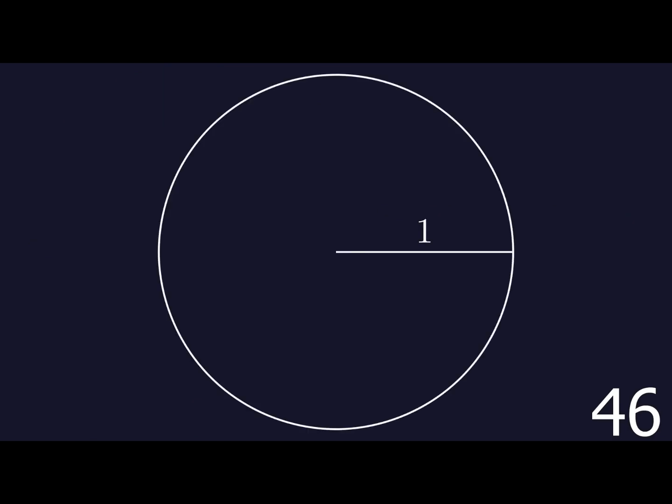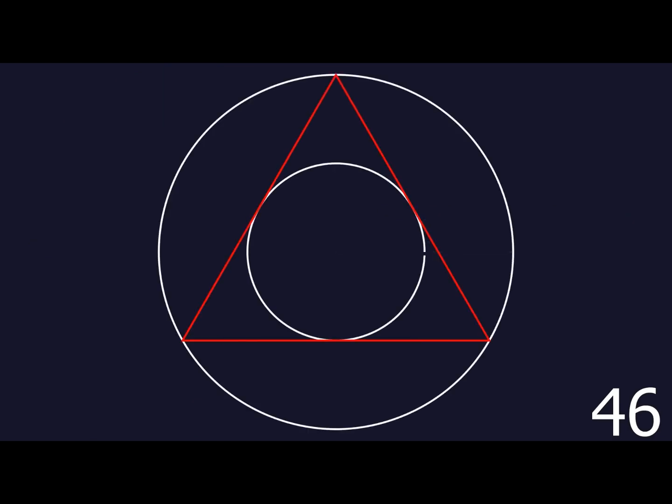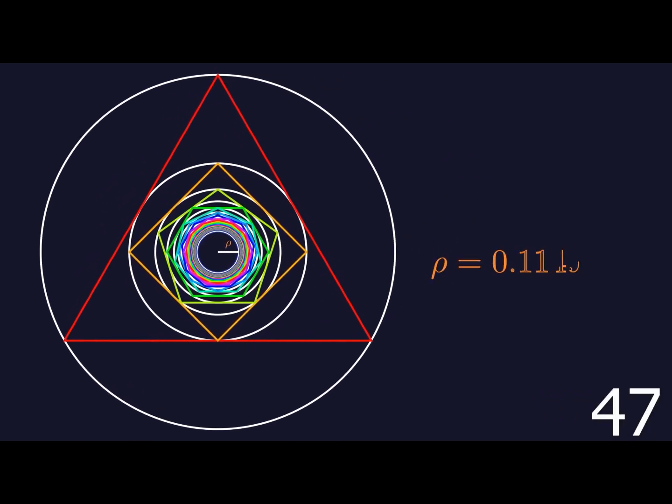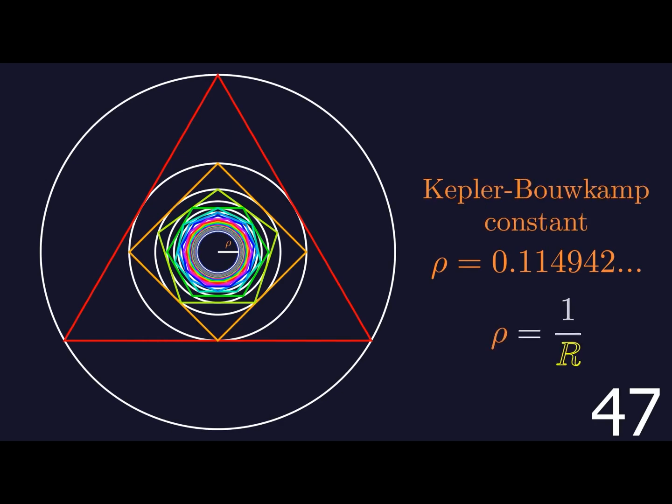Now let's draw another circle with a radius of 1, but this time inscribe a triangle inside it. We continue the pattern as previously. The radius of the inscribed circle will never be smaller than approximately 0.11, which is known as the Kepler-Bouwkamp constant. Interestingly, this constant is exactly equal to 1 divided by the polygon circumscribing constant.